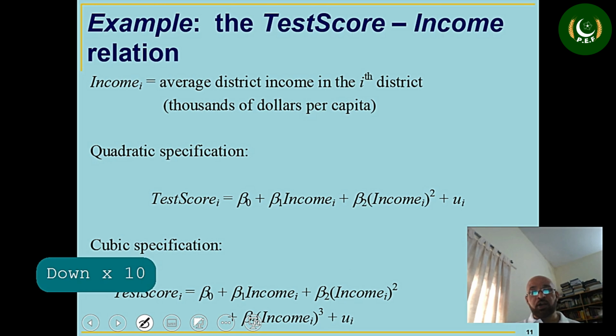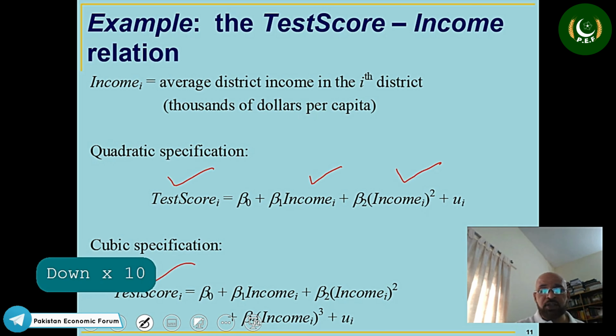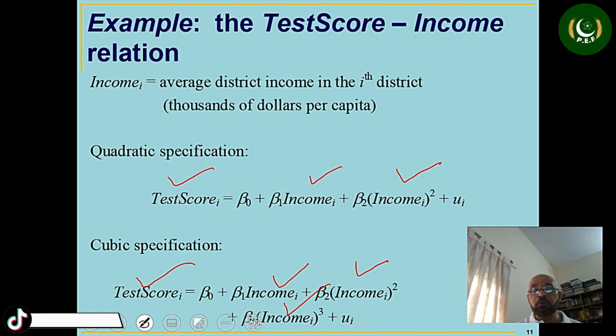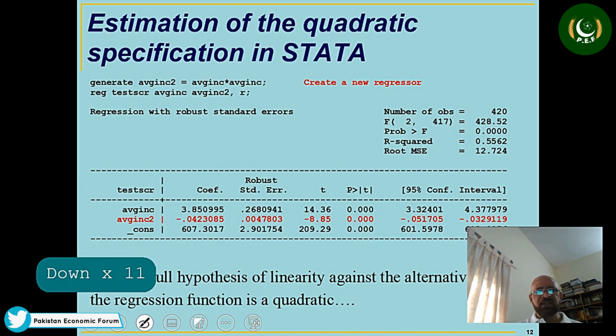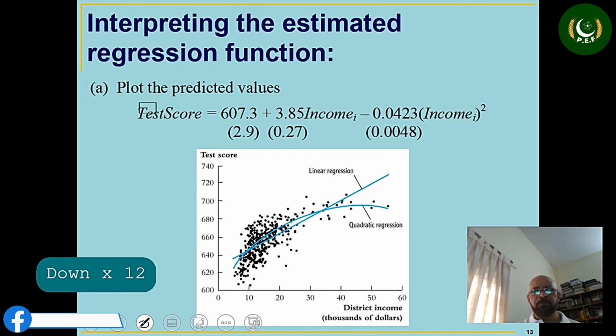Look at this income and test score relationship. We have test score, income, income squared, income cube. Whether to fit a linear model, a quadratic model or a cubic model, that we'll also evaluate. So this is data which I'll upload after this video, showing how to do this nonlinear regression in Stata, and in R I'll also provide the link of R codes as well.